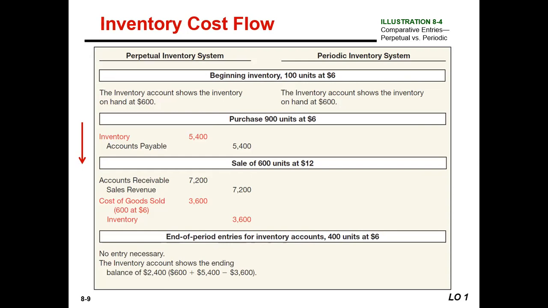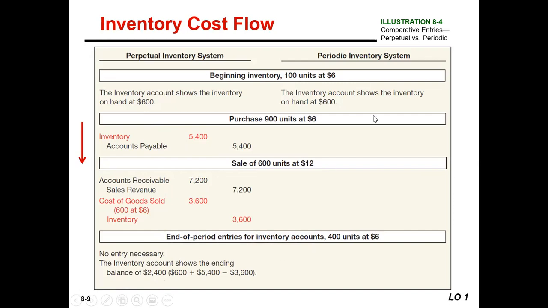Again, the inventory account under the perpetual inventory system is continually being updated. So there is no end of period adjusting entry, right? It would show we had $600 to start. We purchased another $5,400. That means we had $6,000 worth of inventory available. And then we sold $3,600 worth. So $6,000 minus $3,600, we've got a $2,400 balance in there is what it would show.